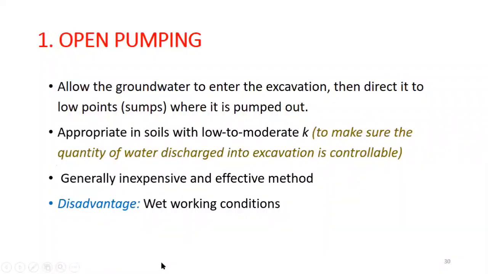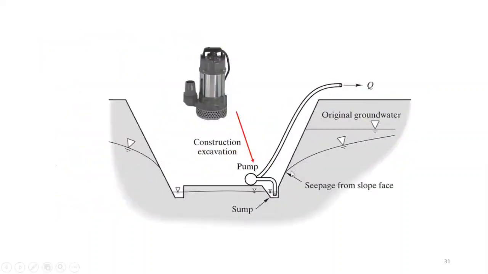Generally, it's inexpensive because it doesn't involve any special dewatering system. It's just about pumping out the water using submersible pumps, and it's effective as well, of course, for low to moderate K soils. The disadvantage is that you will always see wet working conditions, because water is always seeping from the slope face. So you have water even on the periphery of the excavation. You can't do any construction activity, at least on the periphery, because there are open sumps and the water is flowing into the sump. So the wet condition will always exist. Okay? That is kind of a disadvantage.